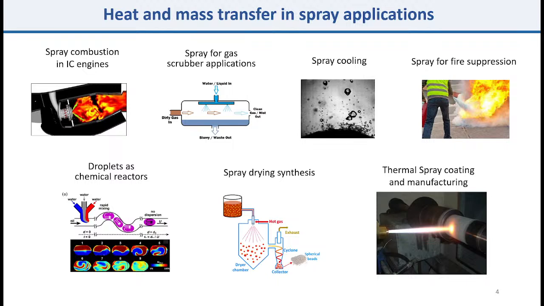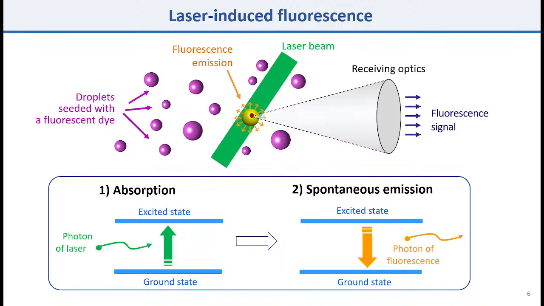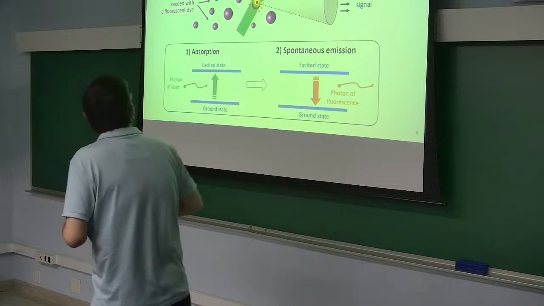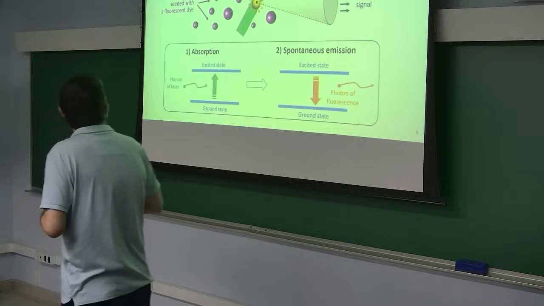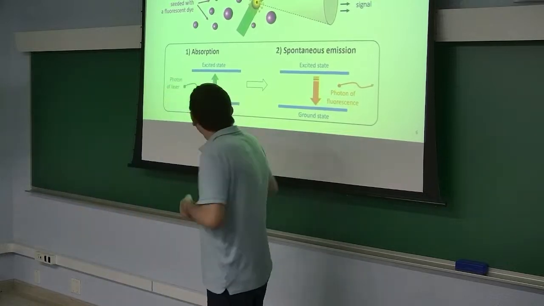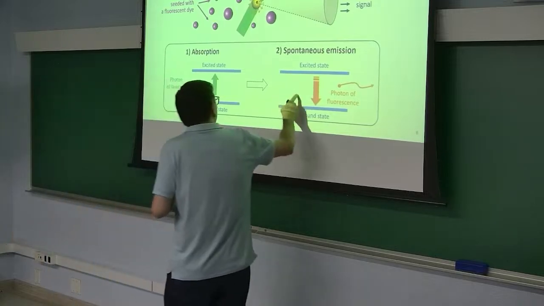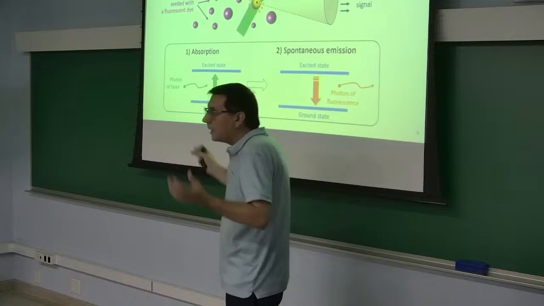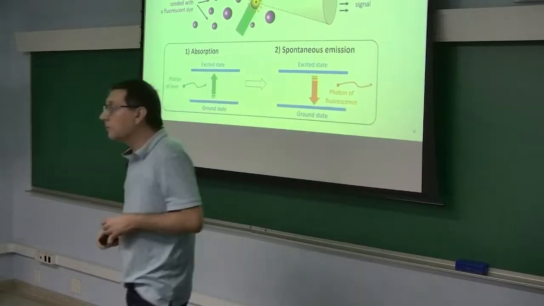I will start directly with a presentation of laser-induced fluorescence. In my experiments, laser-induced fluorescence is used in liquids. So the liquid is seeded with a small quantity of a fluorescent dye before being atomized, and the droplets are illuminated with a laser beam with a wavelength that can be easily absorbed by the fluorescence molecules. The molecules get excited, and after a short time, typically a few nanoseconds, they spontaneously emit photons of fluorescence. Since the direction of the photons is completely random, only a few of them actually reach the receiving optics and contribute to the fluorescence signal.